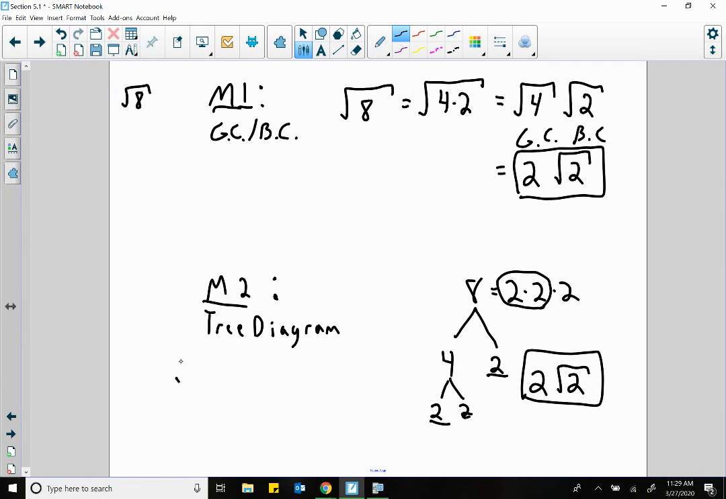So again, when you're dealing with square roots, you're going to look for pairs. If it's a cube root, you'll look for triples. If it is a fourth root, you'll look for groups of 4, and so on and so forth. Okay, so those are the 2 methods. I don't care which one you use as long as you can simplify the radical, because that's the important part.